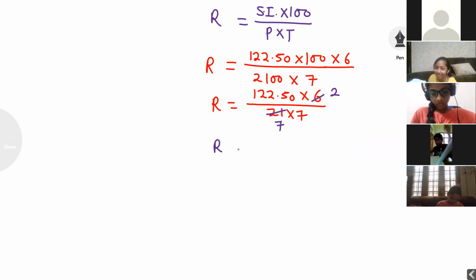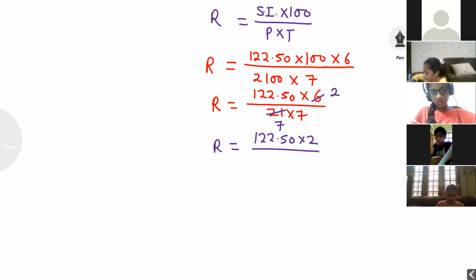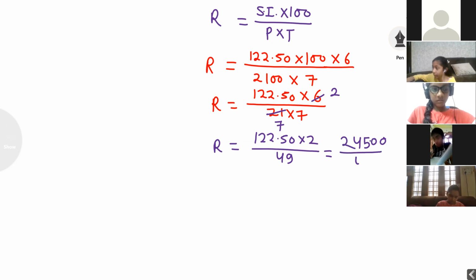Rate R is equal to, I want to multiply 122.50 into 2 divided by 49. Multiply everyone. 0, 2 5s are 10. Next, 2 2s are 4 plus 1, 5. 2 2s are 4, 2 1s are 2. Divided by 49. 49, 5s are 245. Rate R is equal to 5%.